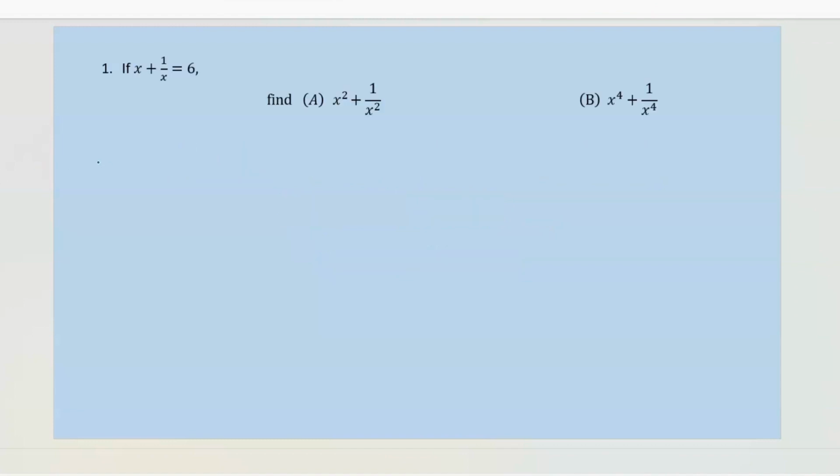Okay, so first question. If x plus 1 over x equals 6, find x squared plus 1 over x squared. For this one, we're going to write down the formula that we're going to need to use for these questions. (a plus b) whole square equals a square plus b square plus 2ab. Okay, I'm going to shrink that a bit. And I apologize for the bad handwriting. I am trying to get better.